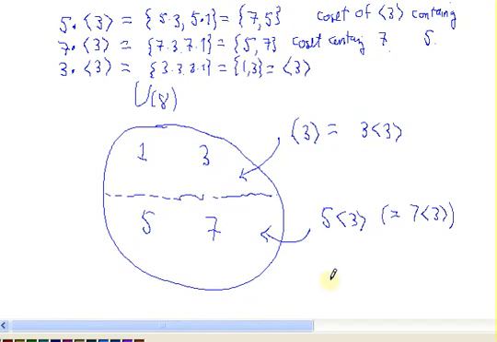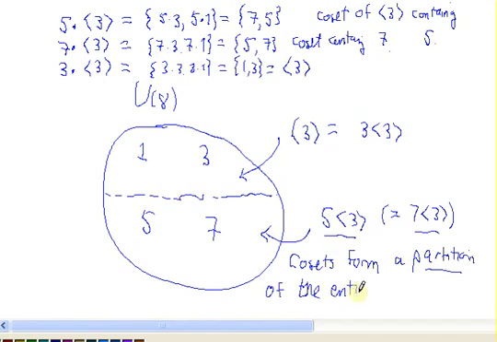Okay, so just to emphasize, this ⟨5⟩ and ⟨7⟩... sorry, these two, angle brackets 3 and 7 angle brackets 3, are two different ways of specifying the same coset. And notice the important property here that cosets form a partition of the entire group. Okay, that's one important property.